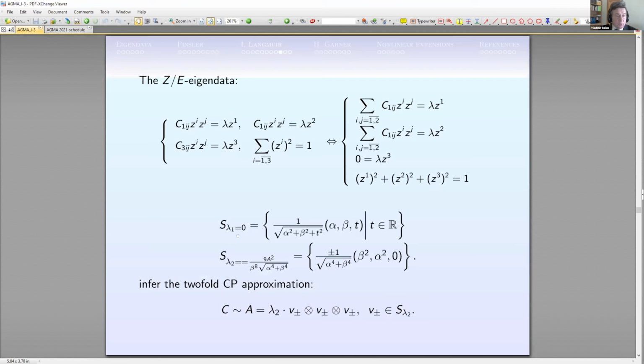So here are the equations in the Cartan case for the eigenvalues and eigenvectors. Here we have the eigenvalues, Z-eigenvalues. Here is a double one. It's just one: lambda 1, which is the zero eigenvalue, with the corresponding eigenvectors.